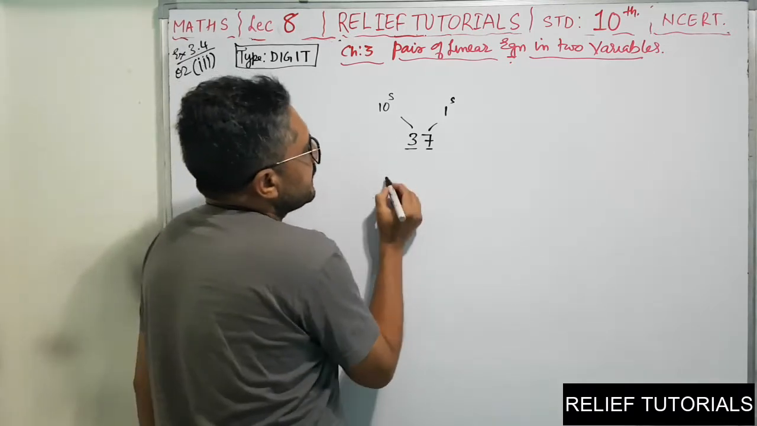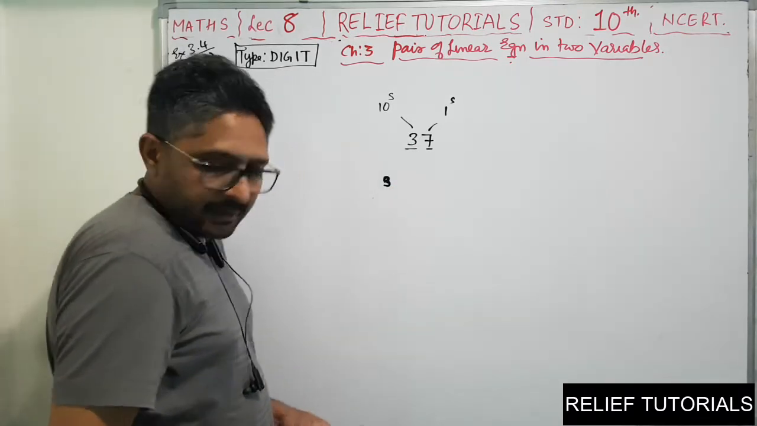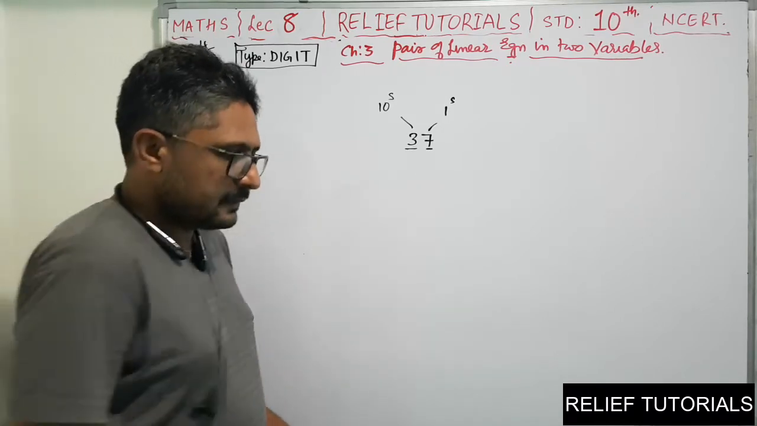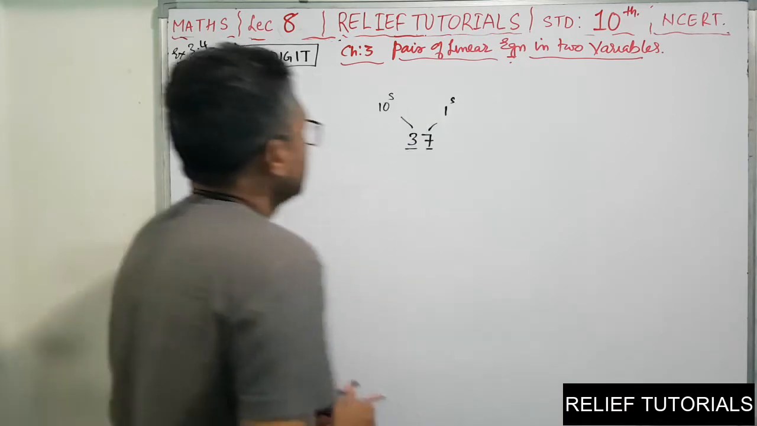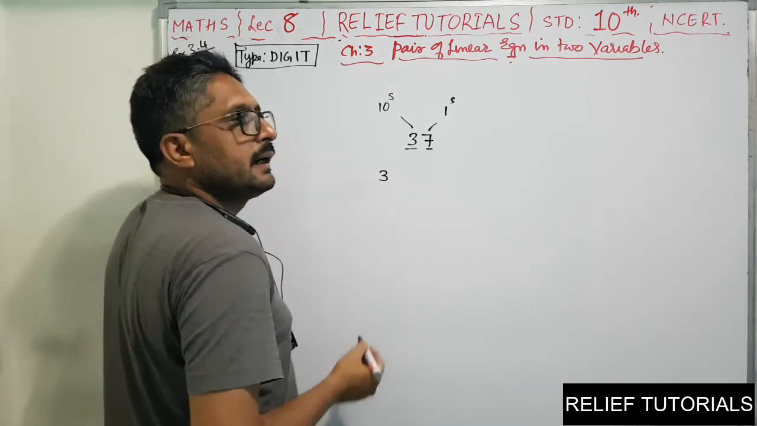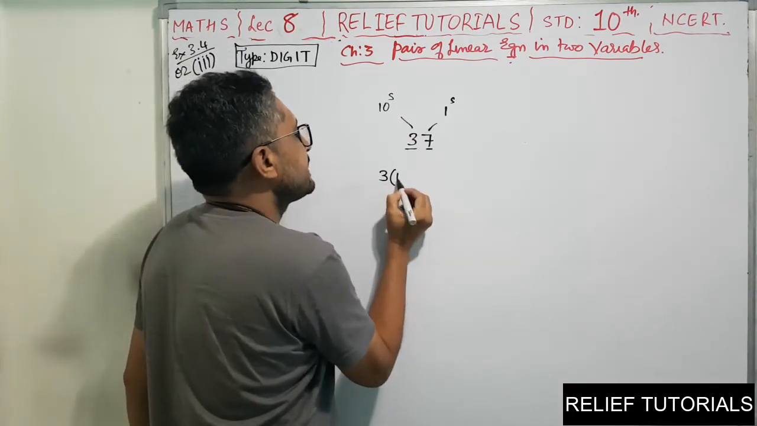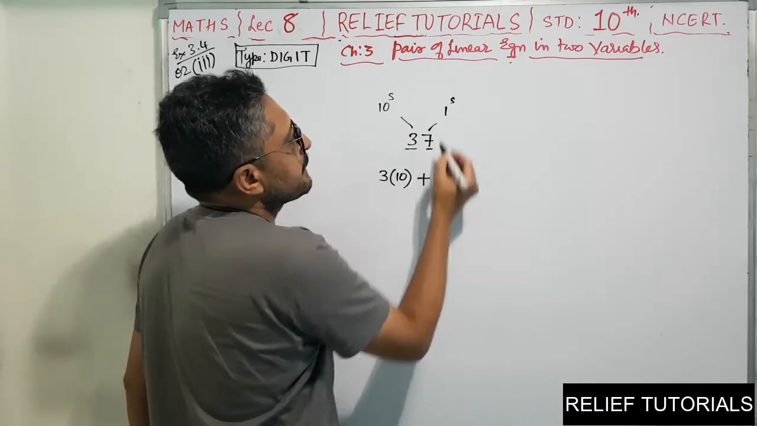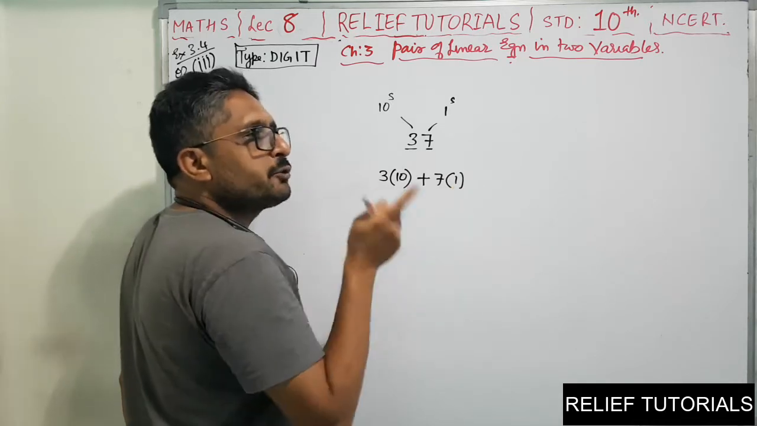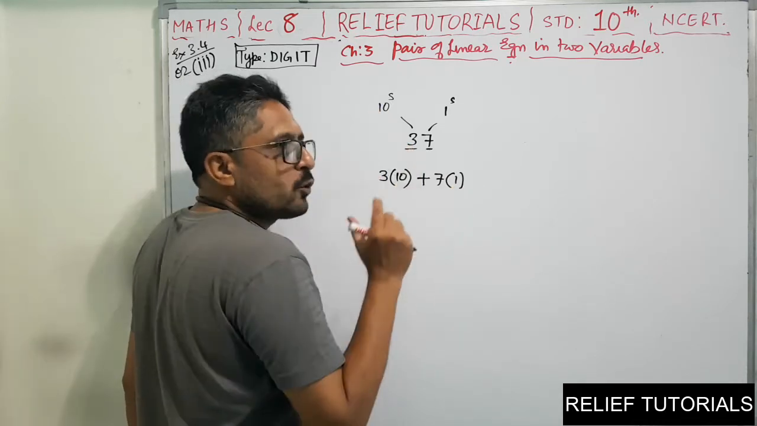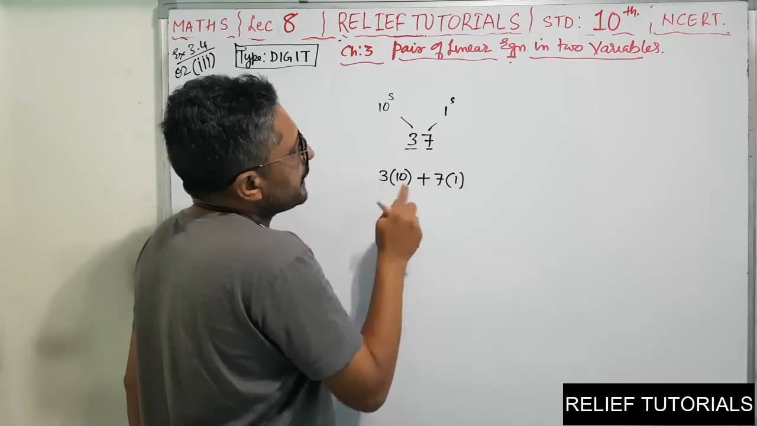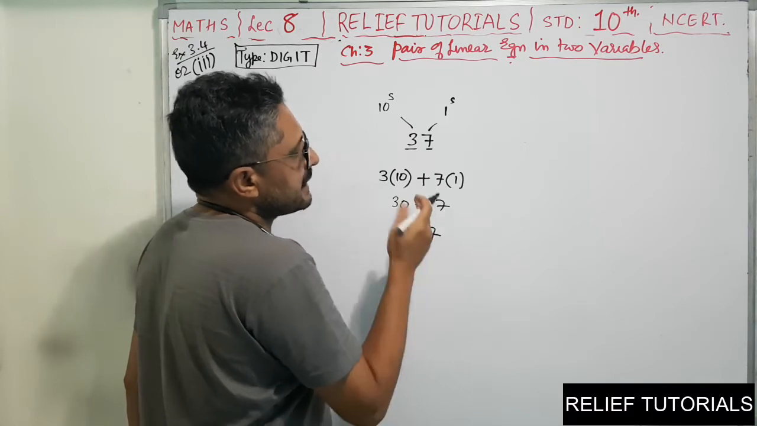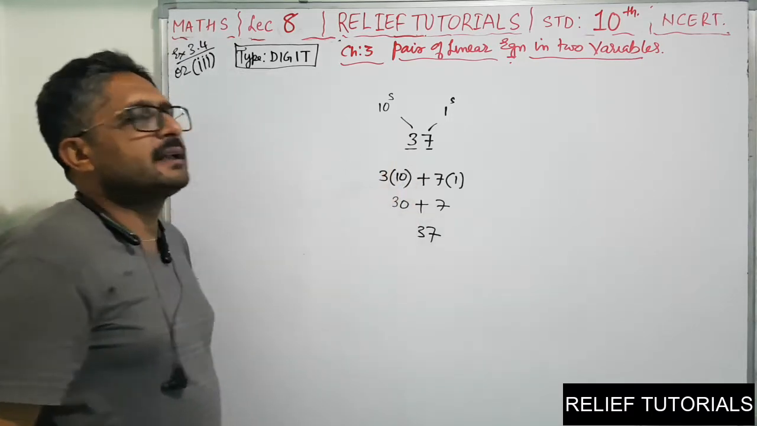So how do you obtain this? See, this is 3. Clear? See here, 3, and you are multiplying with its place. Place is 10. 3 into 10. Then plus, this digit is 7. We are multiplying with its place 1. So you have to multiply the digit with its place to obtain a number. 3 into 10, 30. Plus 7 into 1, 7. So that is 37. So this is the way we obtain the number.